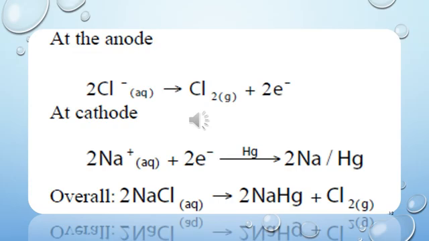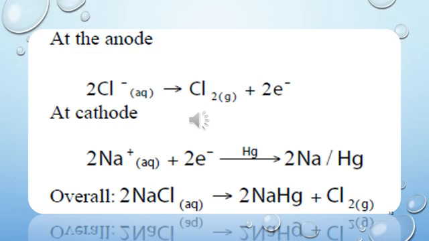Now that amalgam will be poured into vessels and allowed to decompose. When it decomposes, it converts into mercury and sodium, and that sodium will react with the water and produce sodium hydroxide along with hydrogen and mercury. And the overall reaction is given at the end.